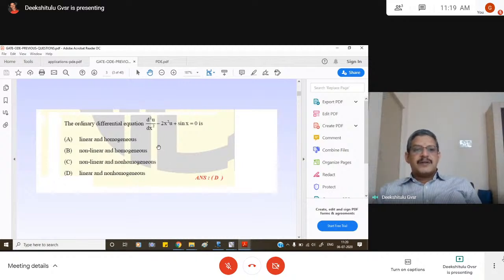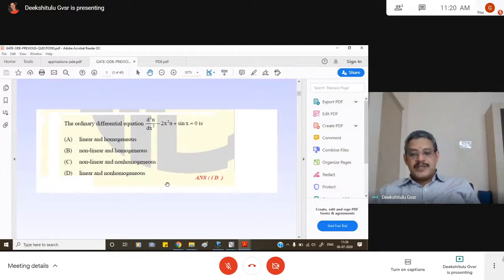It's a linear equation but non-homogeneous because the sin x term is independent of u here. Why does it become non-homogeneous? If you expand this, d square u by dx square minus 2x square u is equal to sin x. This term q of x is there. We have discussed that q of x is minus sin x here.